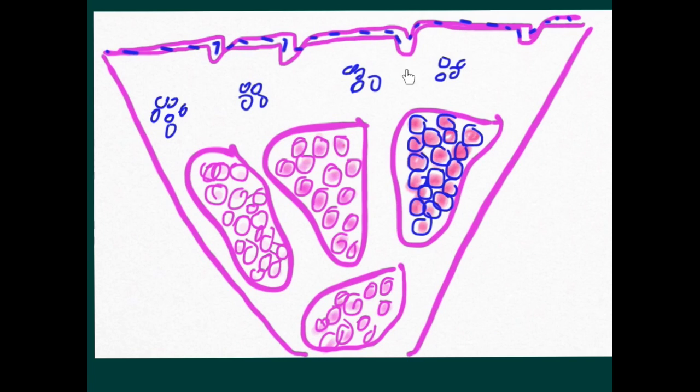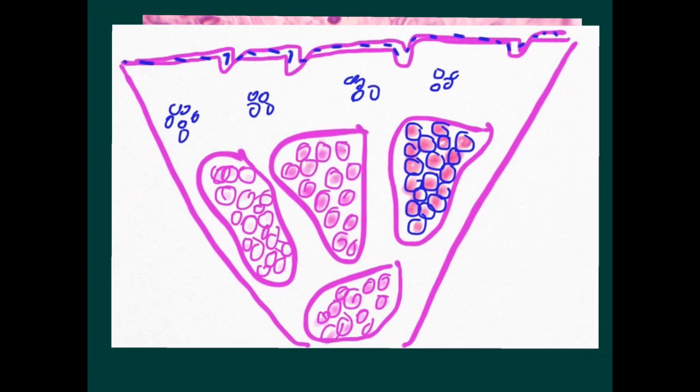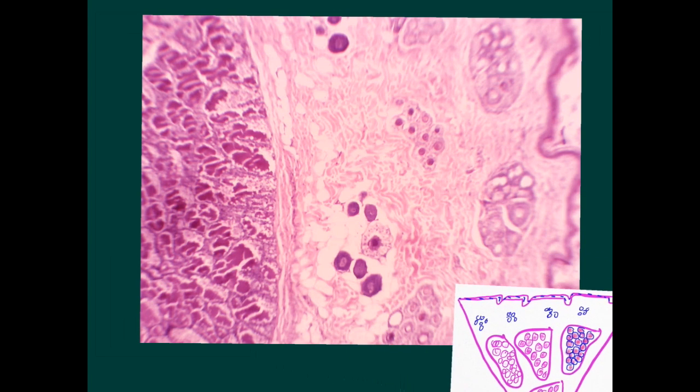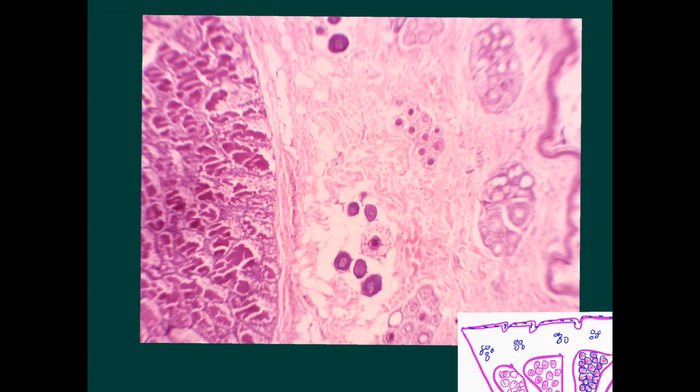And this is the dermis of the skin showing glands here, and then we have the lobules of the mammary gland containing the acini that are filled with the pink or red secretion, which is the milk. This is the general architecture of the slide. Now look at the slide itself.